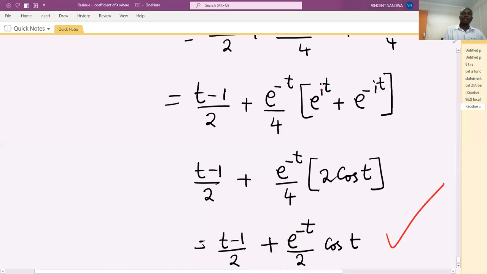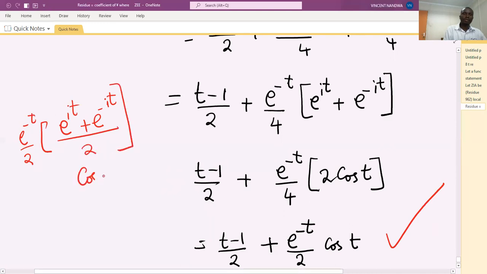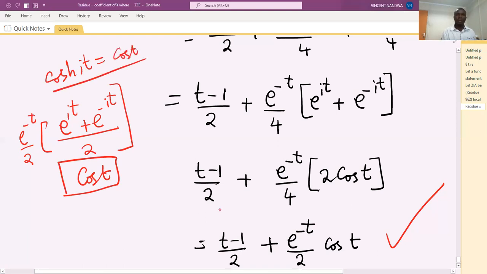I remember at this point here, you could have said this can be written as e raised to the power minus t over 2 times (e raised to the power it plus e raised to the power minus it) over 2. And this is the definition of cos of t. So that's how we solve that particular problem.